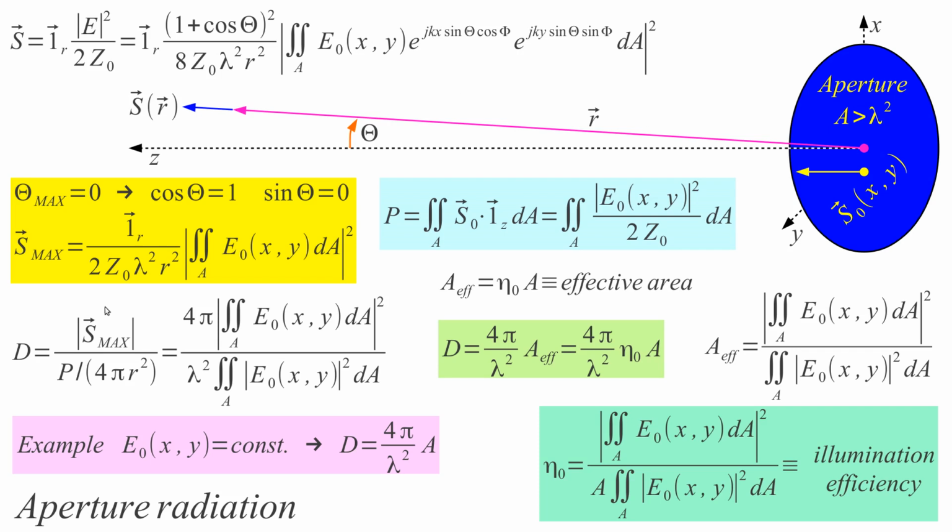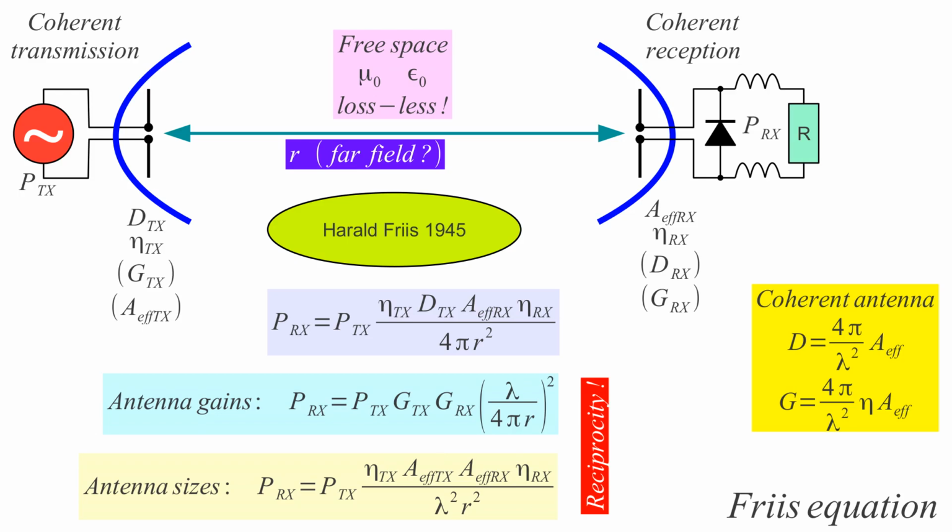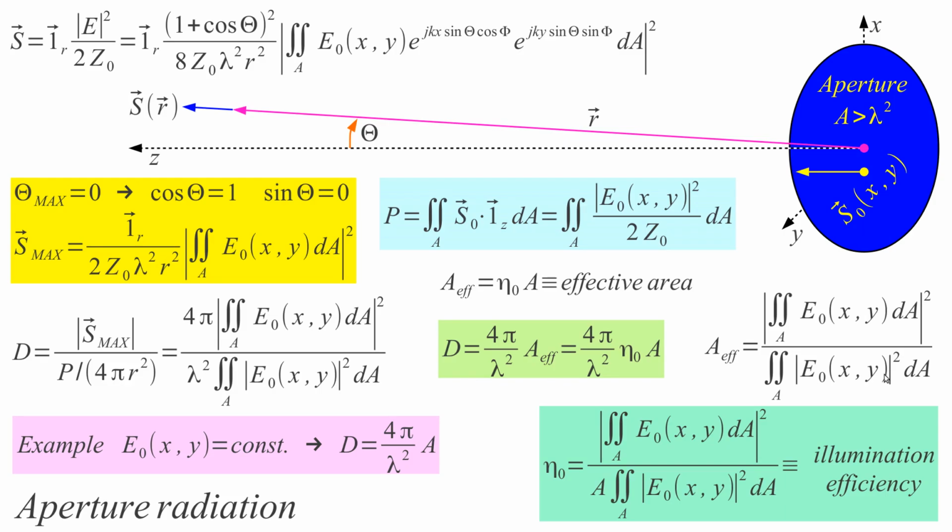The most obvious example of this formula here is a constant distribution. So I have this aperture constantly illuminated with the same phase, so this is constant. And now D is simply 4 pi over lambda squared times A. The formula we assumed here, we didn't really explain where it came from. Now we have an exact explanation. The radiation of the Huygens sources on this aperture can be calculated accurately, and the formula falls out immediately.